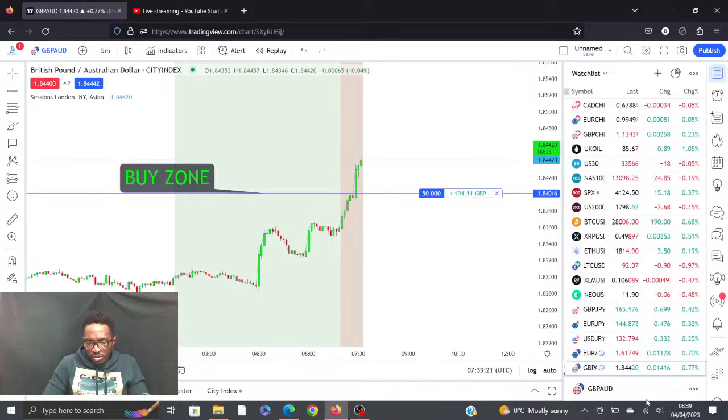Pound yen as well is close to giving us a trade. It's about 15 pips away from a potential trade. So this is looking to be a really volatile day, which is what you need as a trader. If you want to make money in the forex market, you need it to be volatile. Yesterday wasn't so volatile.